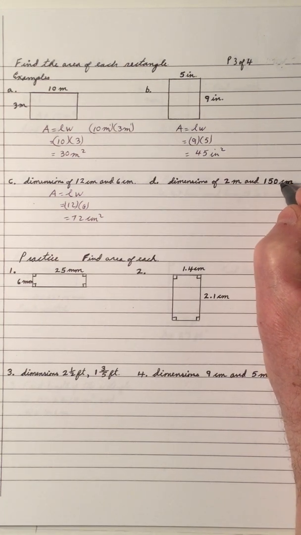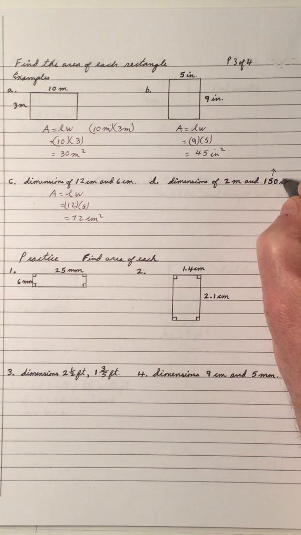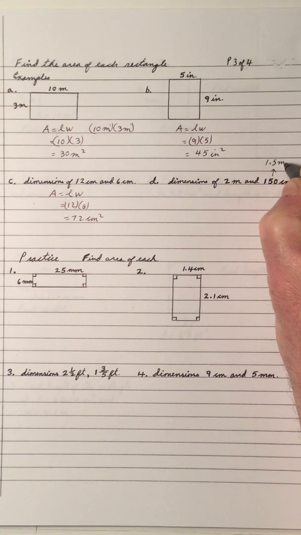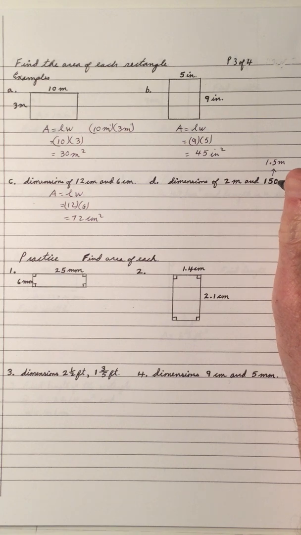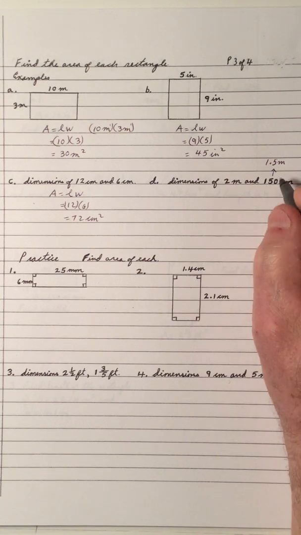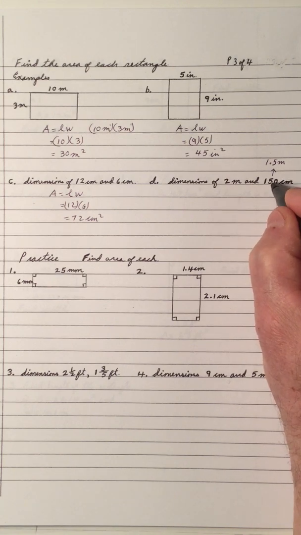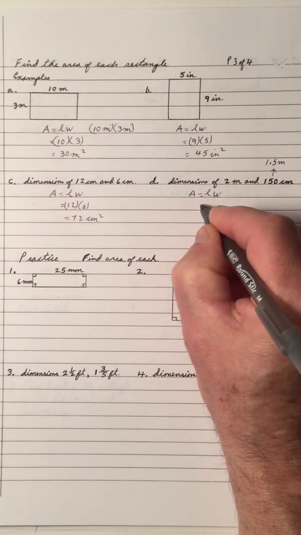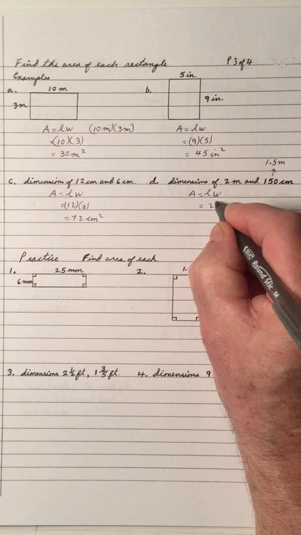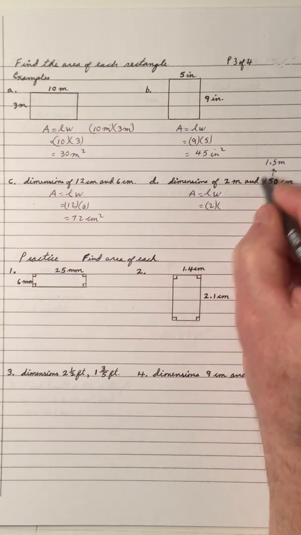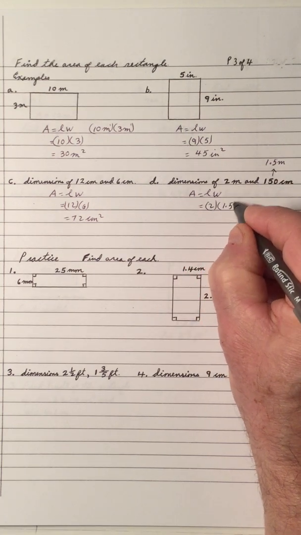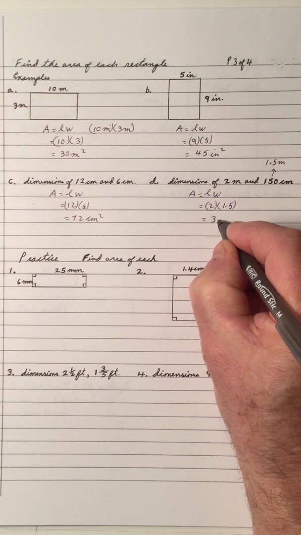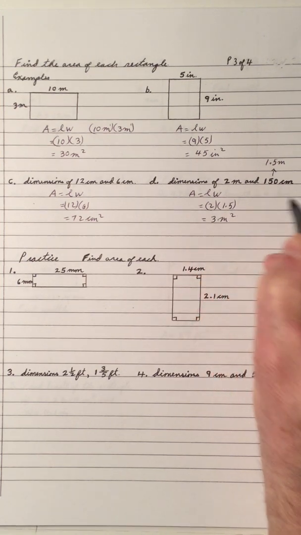So 150 centimeters is 1.5 meters, because there's 100 centimeters in a meter. So we divide by 100, we get 1.5. So the area is length times width, and the length is the longer side of 2, and 1.5 is the width, and 2 times 1.5 is 3. So that's 3 meters squared.